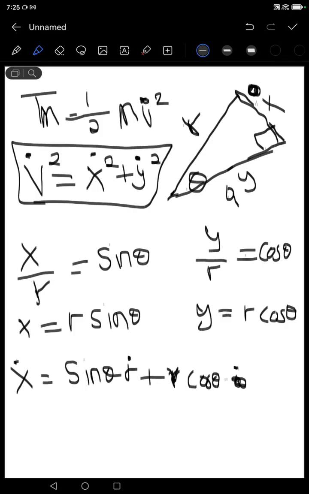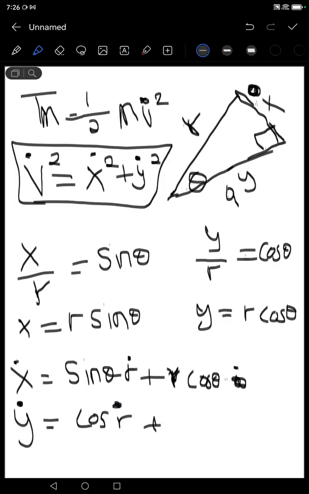Okay, and then on the y, let's derivate y. Remember, we copy and we derivate. Let's start by copying what? Cos. Gonna copy cos and derivate what? R. The derivative of r is gonna be what? R dot. It's gonna be r dot.